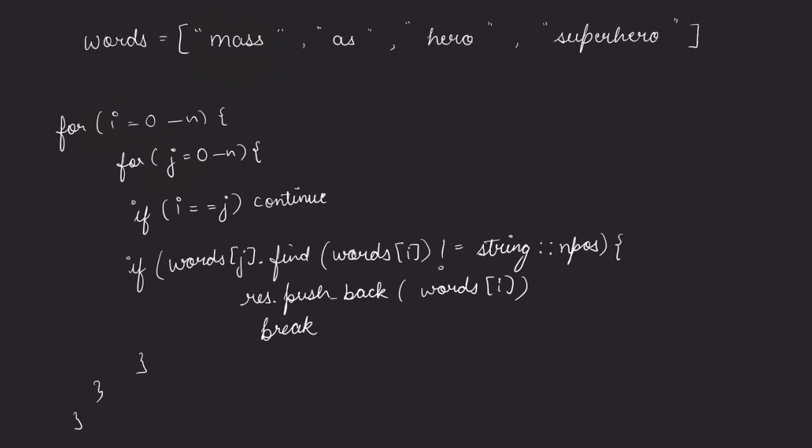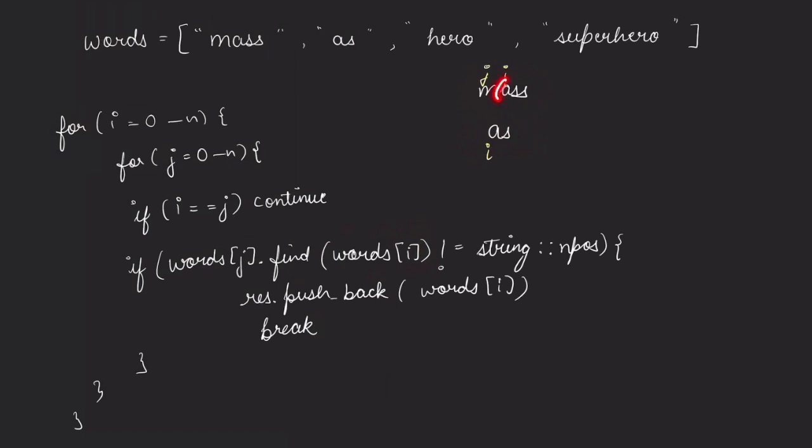Now, if you were to find out whether words of i is a substring of words of j by yourself, then what you can do is, let's suppose the string is mass and this is as. Now we need to find out whether this string as is present inside mass or not. So what you can do is keep a pointer i over here, a pointer j over here, and then check that a is not equal to m. So you will move your j pointer forward.